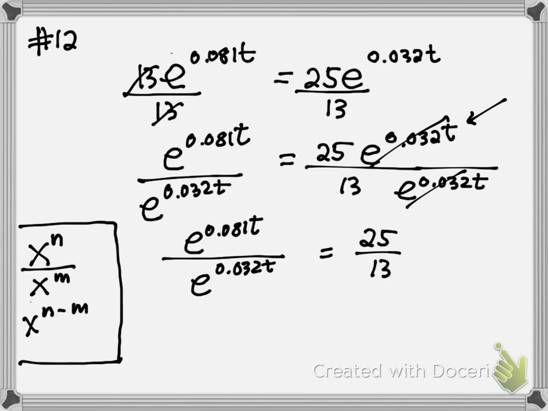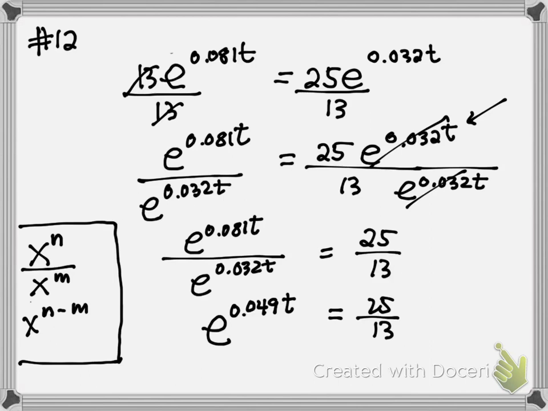So doing this, applying that law here, you will come up with e to the 0.081 minus 0.032, which will give me 0.049t equals 25 over 13. And then now we can take the log of both sides. I can always do log, and it's going to give me the same answer if I also do ln. Now, why would I do ln?